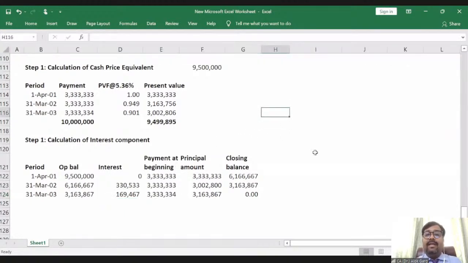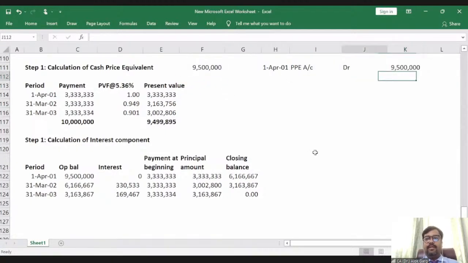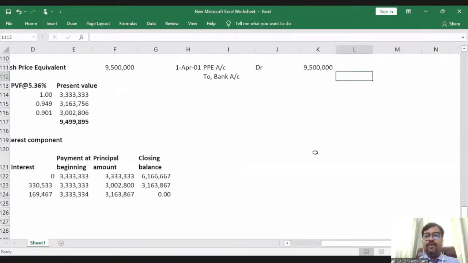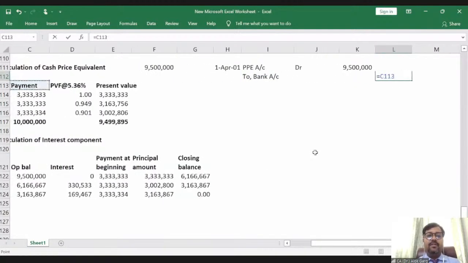Now, what will be the accounting entry? Let's put the accounting entry now. On 1st April 2001, what is the accounting entry? Tell me, what is the accounting entry? Property, plant and equipment account debit. By how much amount? By 95 lakh. Right. To bank account. So bank account needs to be credited by how much amount? Bank account needs to be credited by 33,33,333, the first installment.